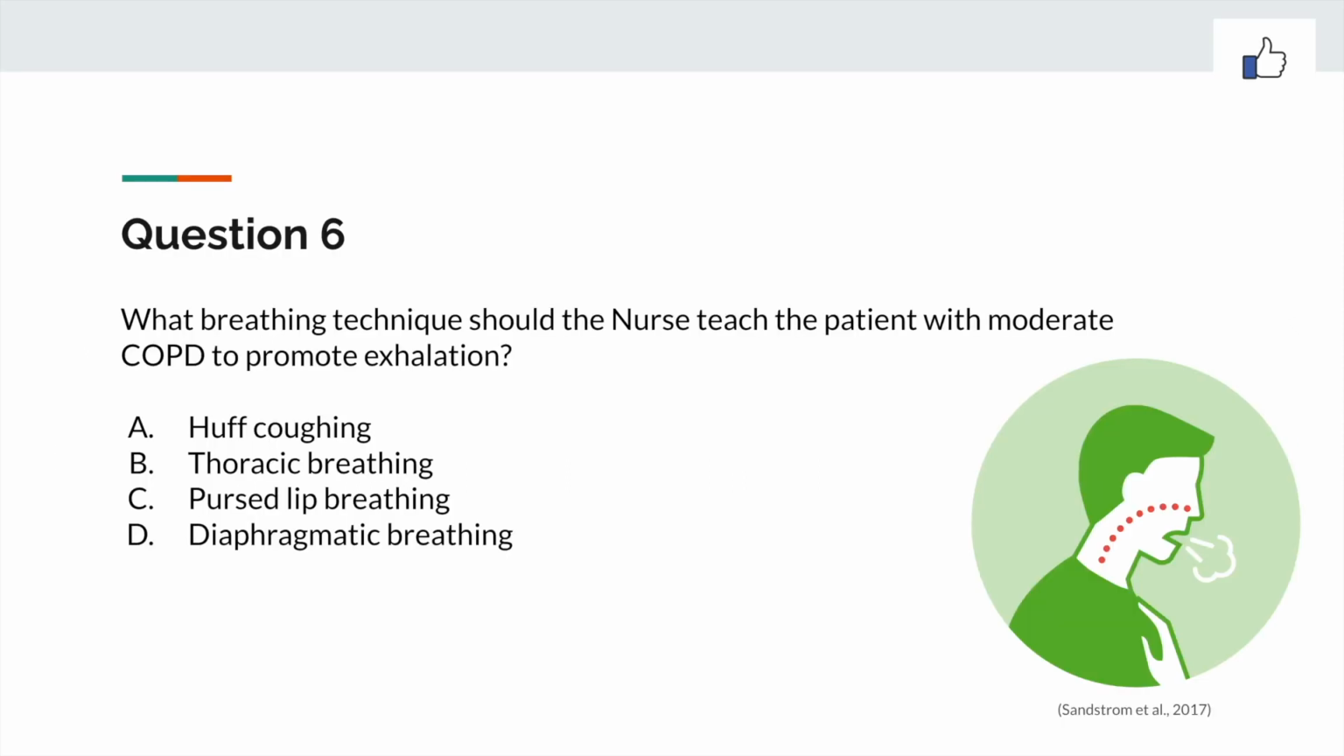What breathing technique should the nurse teach the patient with moderate COPD to promote exhalation? A. Huff coughing. B. Thoracic breathing. C. Pursed lip breathing. Or D. Diaphragmatic breathing.